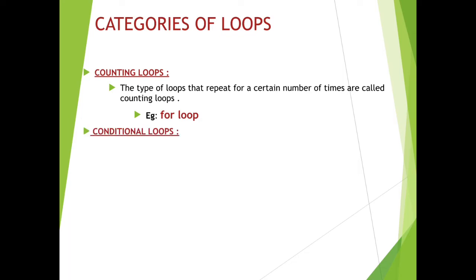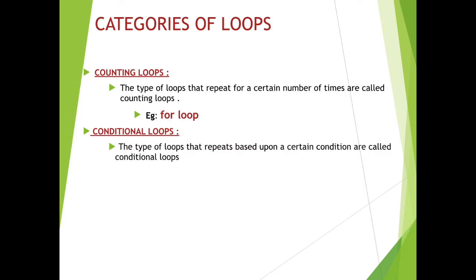Second category of loop are the conditional loops. This type of loop repeats based upon a particular condition. If the condition is true, then a particular group of statements are repeated. The statements are repeated again and again until the condition is no longer true. Don't worry, I'll explain all this with the help of some practical Python code after a few minutes. Now, an example of conditional loop is the while loop. So let's discuss these categories of loops.